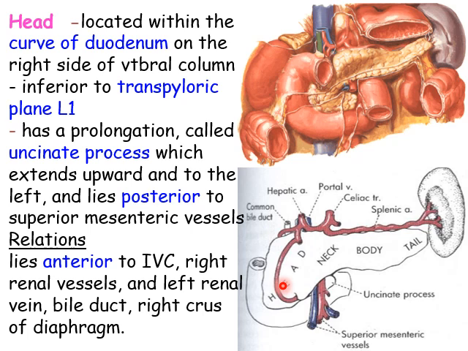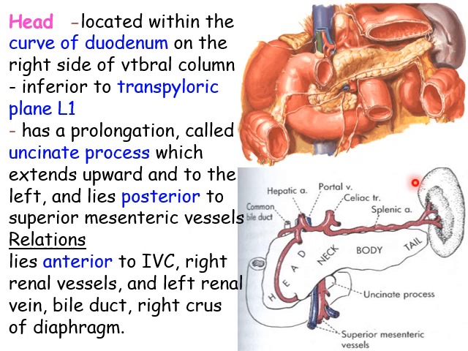It has the uncinate process. So what is the uncinate process? The uncinate process is a prolongation that extends upward to the left and lies posterior to the superior mesenteric vessels. Now the relation of the head of the pancreas. It lies anterior to the inferior vena cava, the blue color, and the right renal vein. I will show the next slide. And left renal vein, bile duct, right crus of the diaphragm.